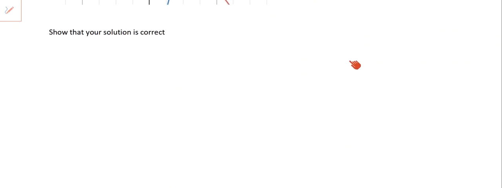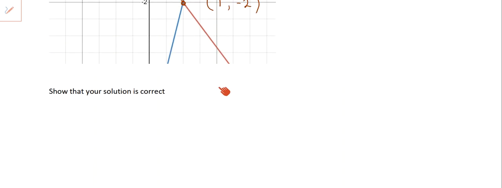Alright. Show that your solution is correct. How do you do that? You substitute the y. Some people overdid this completely. That's why you ran out of time. You solved it algebraically. I didn't ask for that. I said show it is correct.